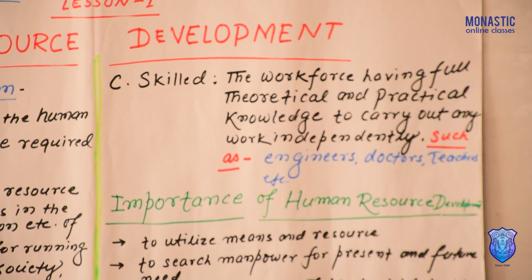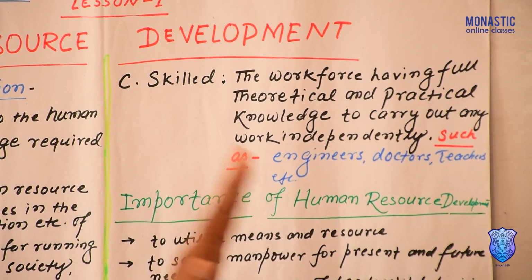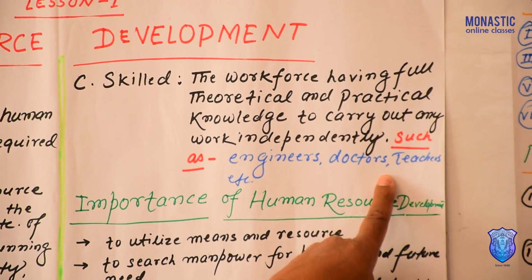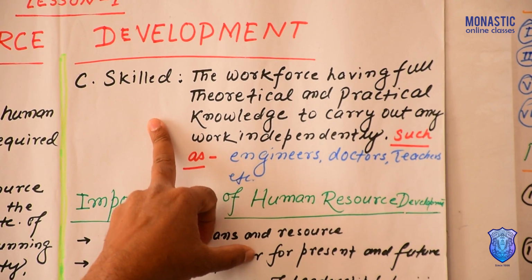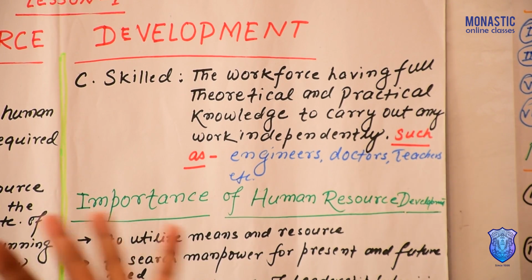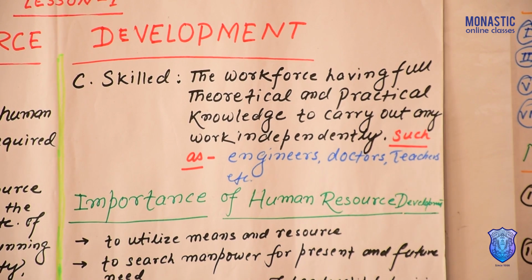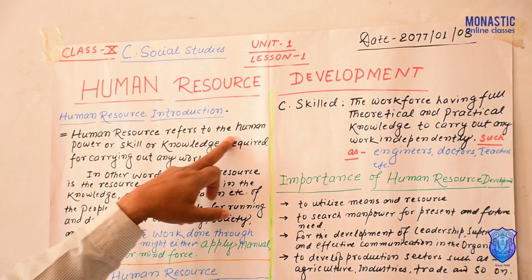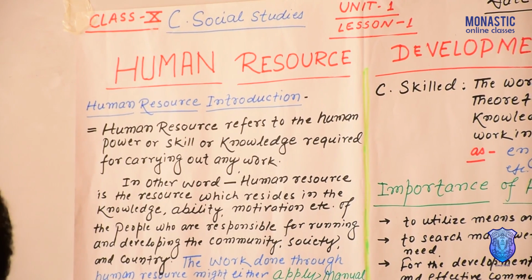You see here, you can write this down also. The workforce having full theoretical and practical knowledge to carry out any work independently. Such kind of manpower is called skilled manpower, such as engineers, doctors, teachers, and various other personalities who have this knowledge. Now, about human resource: the human resource refers to the human power and skill or knowledge required for carrying out any work.